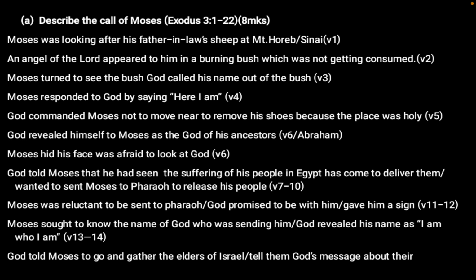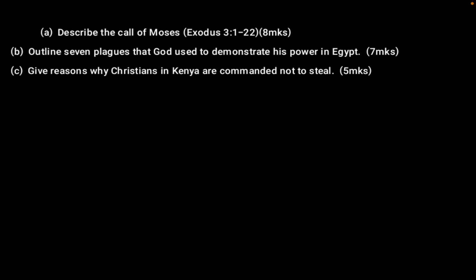Verse 7 to 10, God told Moses that he had seen the suffering of his people in Egypt, and he had come to deliver them. And he wanted to send Moses to Pharaoh to release his people. Verse 11 to 12, Moses was reluctant to be sent to Pharaoh, but God promised to give him a sign. Verse 13 to 14, Moses sought the name of the God who was sending him. And God said, I am who I am. God told Moses to go and gather the elders of Israel and tell them God's message.